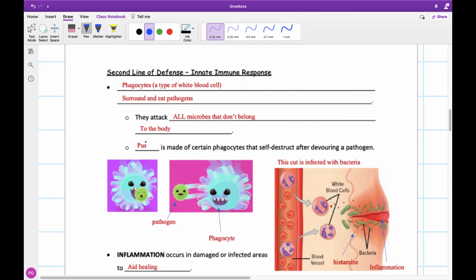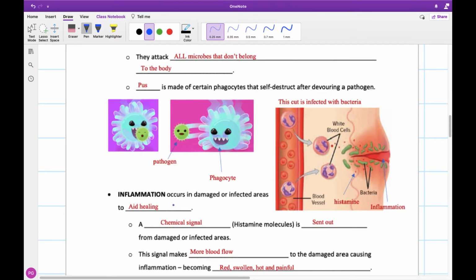And if you've ever seen pus around a wound or anything else, that's made from a certain type of phagocytes that self-destruct after they devour a pathogen. So like we see in this picture here, we've got our pathogen, we've got our phagocyte, it comes over here, it eats it, and then sometimes this pus is made up of the phagocyte, which after devouring the pathogen will self-destruct and destroy the pathogen along with it.